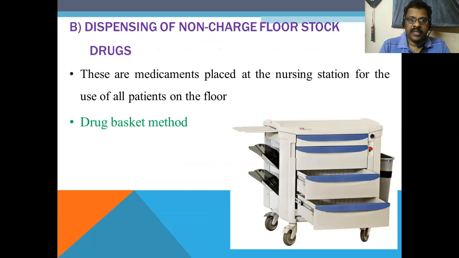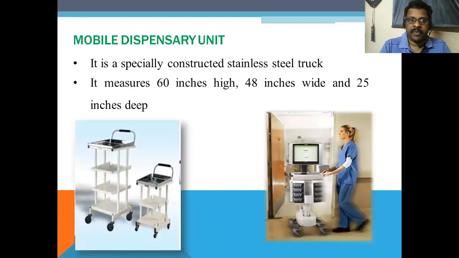These are medicaments placed at the nursing stations for the use of all patients on the floor. A drug basket method will be followed. In each floor we use these baskets kept in a trolley, and identification will be made using envelopes. In that, a particular patient's medicines will be kept, and it will be sent in the trolley to the particular ward, directly to the bed of the patient.